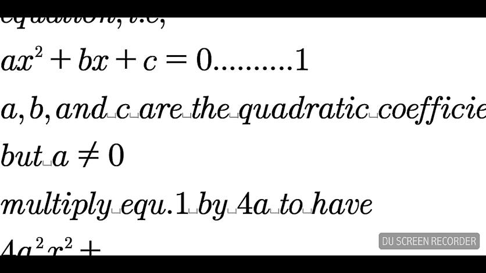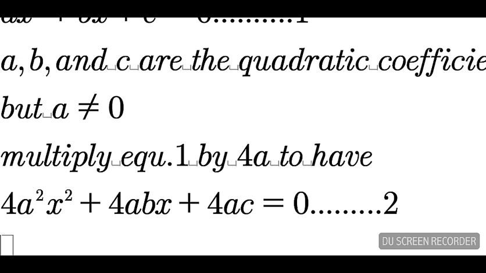To have 4a squared x squared plus 4abx plus 4ac equal to 0. In this second equation, if we multiply equation 1 by 4a, 4a times a gives 4a squared, 4a times b gives 4ab, 4a times c gives 4ac, and 4a times 0 gives 0. So we name this our second equation. It's not hard, it's an easy way.